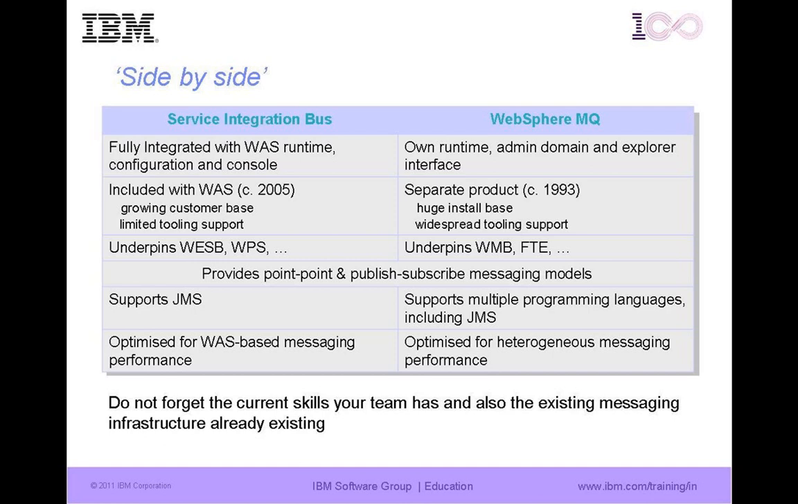SIBus is primarily JMS oriented, but WebSphere MQ, as I said, is a pretty ubiquitous messaging system that caters for anything and everything. SIBus is primarily optimized for WAS-based messaging performance so that we can take advantage of all the WAS runtime capabilities. Whereas WebSphere MQ is definitely optimized for heterogeneous messaging performance, where it gives you an edge because it directly leverages the underlying platform that it is running on. But the key thing to remember is not to forget the skills that our teams have and the existing messaging infrastructure already in our environment.